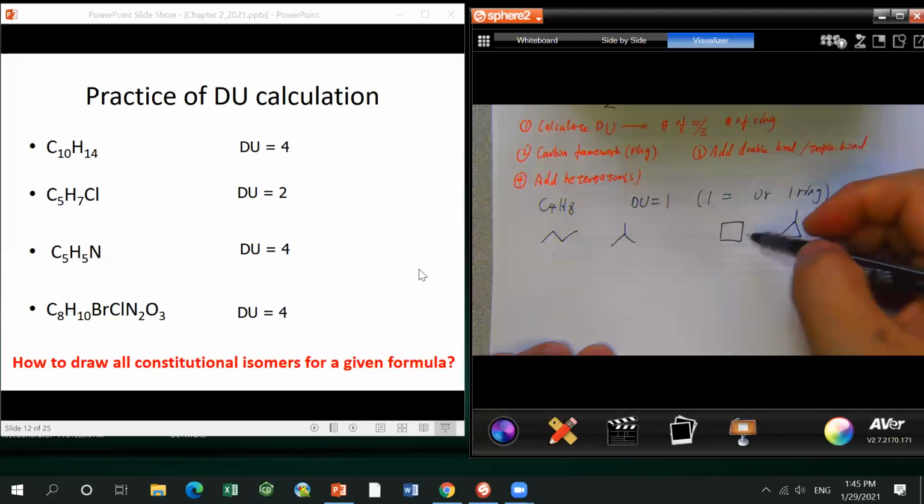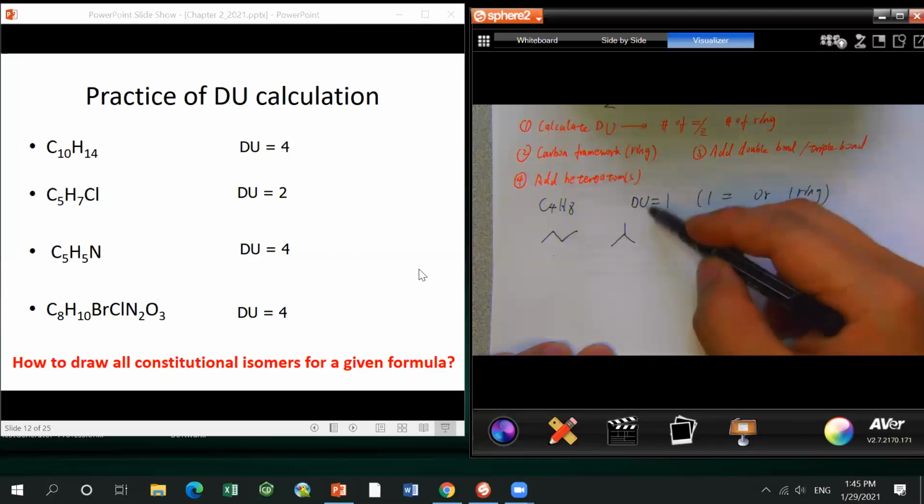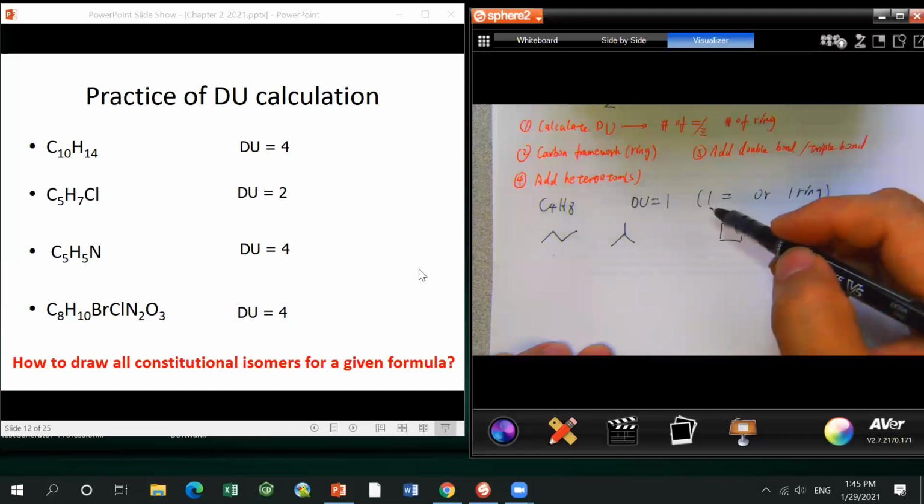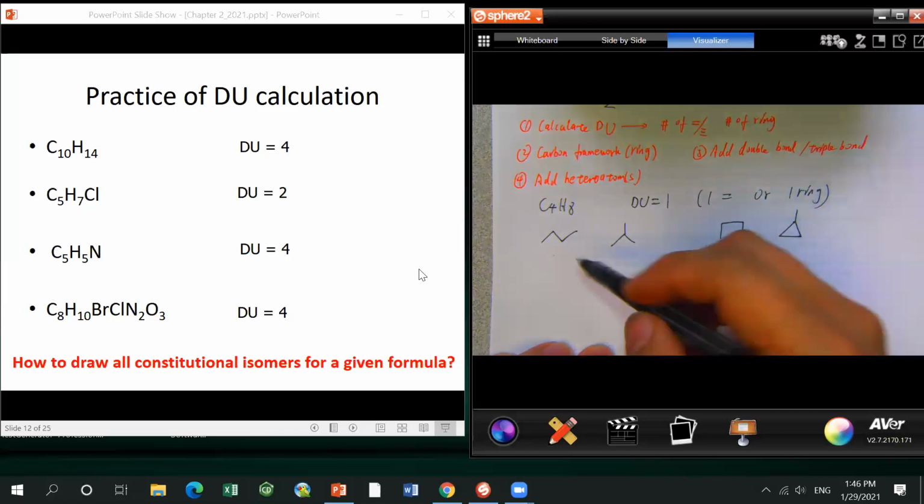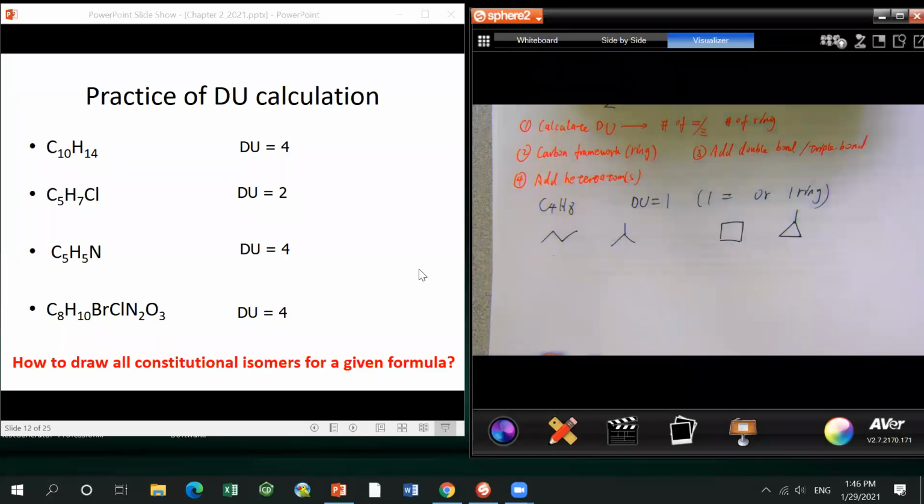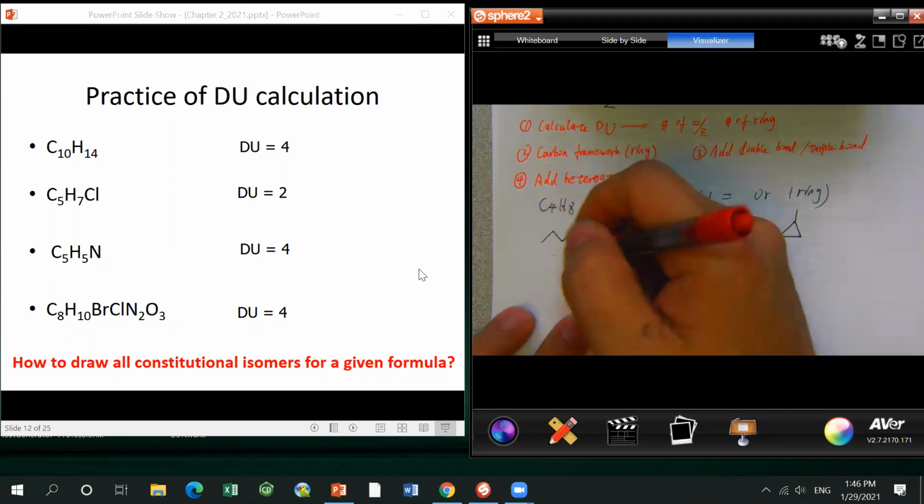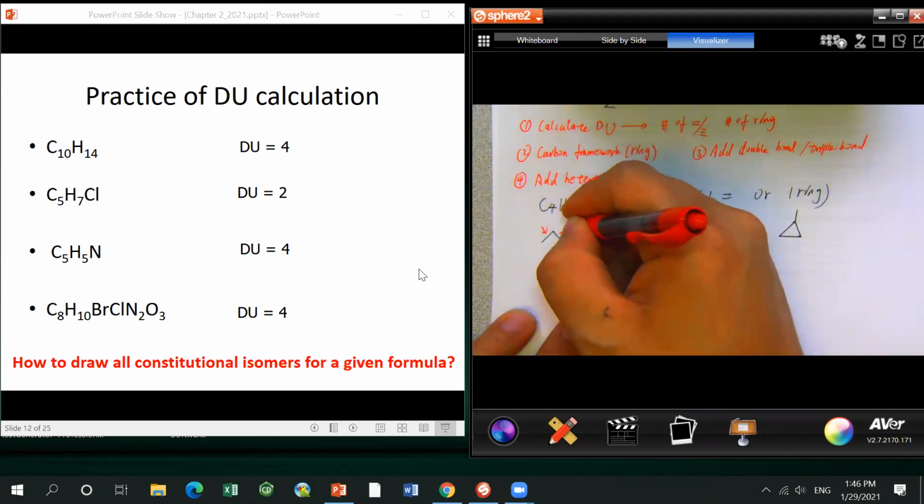But just keep in mind, these two already use up the 1 degree of unsaturation, since the ring counts as 1 degree of unsaturation. You cannot add a double bond to these two anymore, but you can add a double bond to the two non-ring structures, okay? So where can you add a double bond? We do it one by one, framework by framework. You can add a double bond here, or a double bond here.